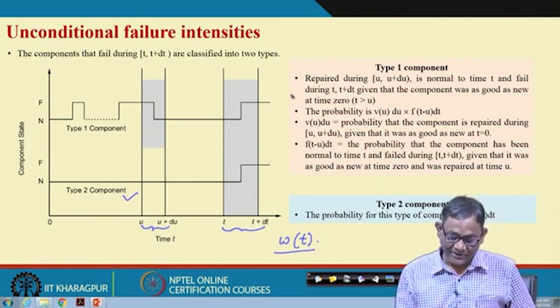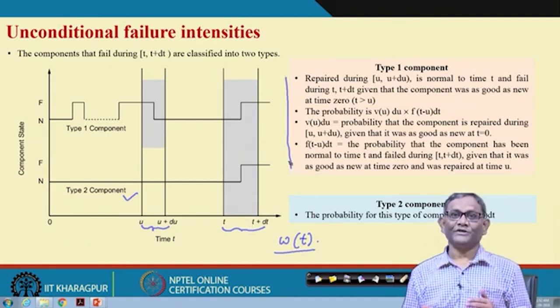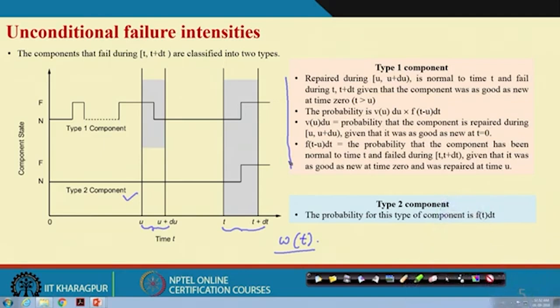As a result, we have two types of situations, two outcomes, and we can say two types of component also. In the first type of component, it fails at some time and is then repaired in between u and u plus du. So, that is one condition. We are writing repaired during u and u plus du, and then it is normal up to time t, and after that it fails again in between t and t plus delta t.